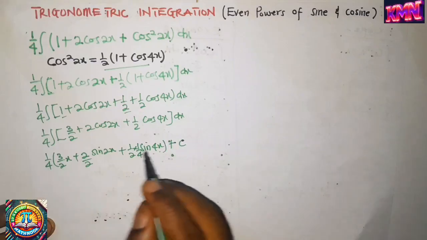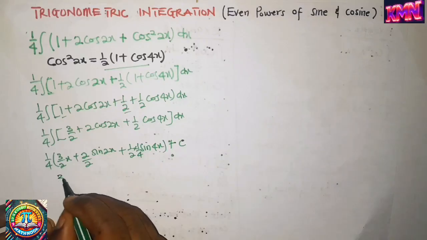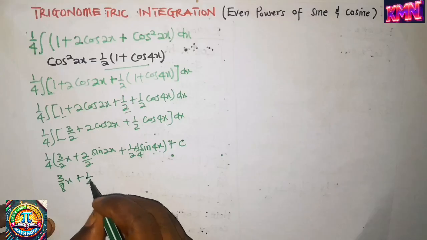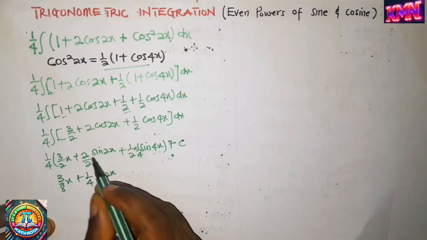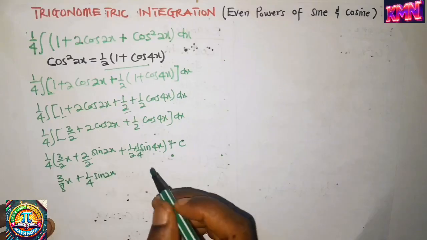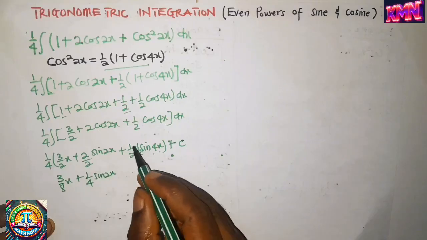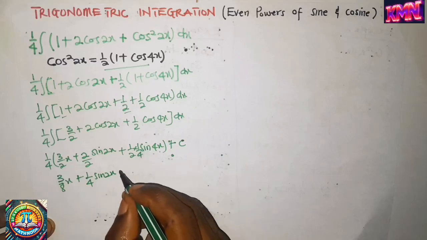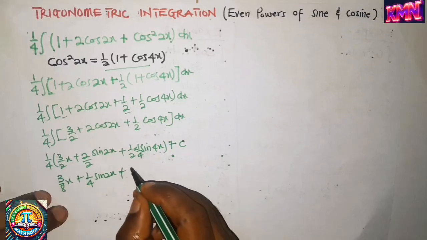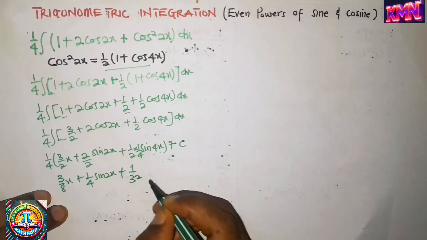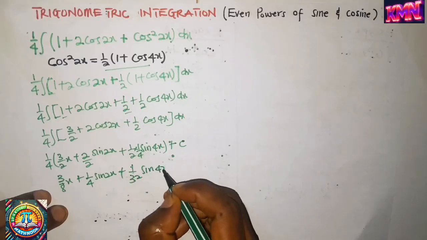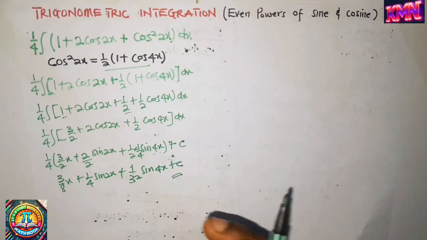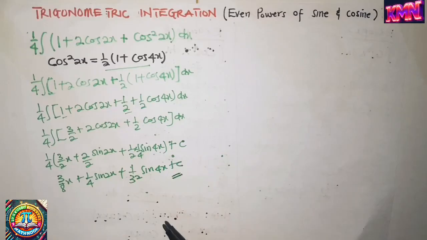So multiplying through and simplifying, we're going to get 3/8 x plus 1/4 sine 2x. This will go to 1 by the 1/4. Then over here too, we are going to have 1/8 by 1/4, and that will be plus 1/32 sine 4x plus c, and that is the result for the integral of cosine power 4x dx.